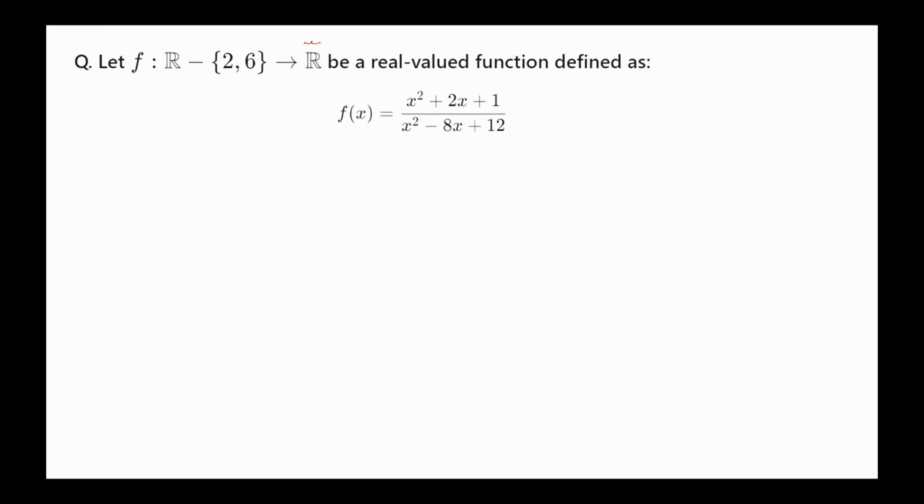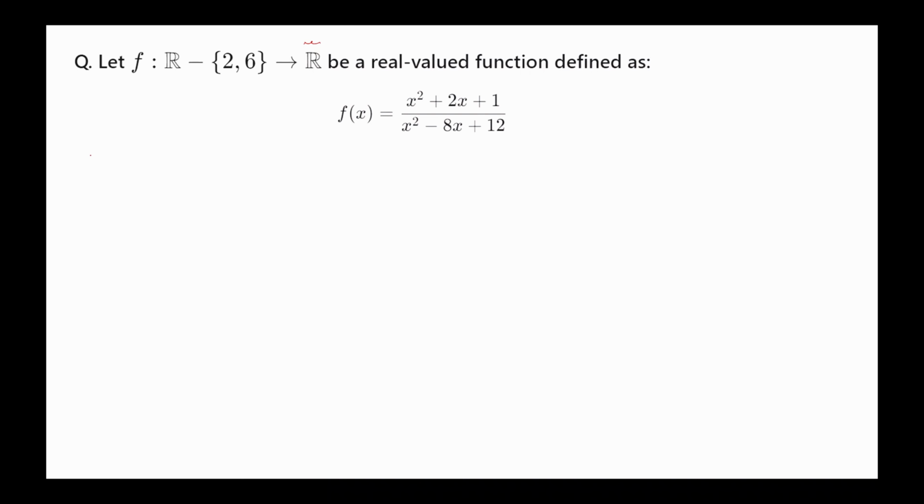Because if you look at the denominator, x square minus 8x plus 12, if I try to factorize the denominator, it can be factorized as x minus 6 and x minus 2. That means I cannot take the value of x to be 2, and I cannot take the value of x to be 6, else I would have a 0 in my denominator and my function would become undefined. So that is why in the domain they've already given us that. Now basically we need to find out the range of this function.